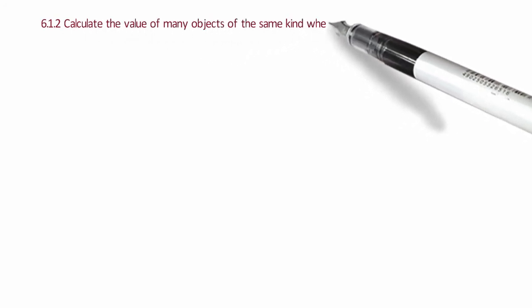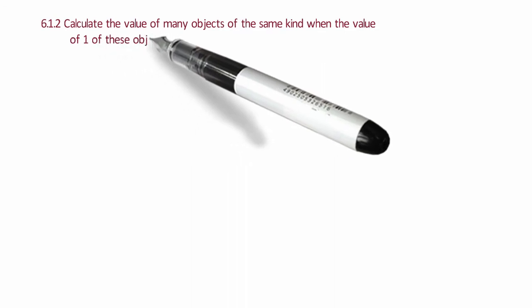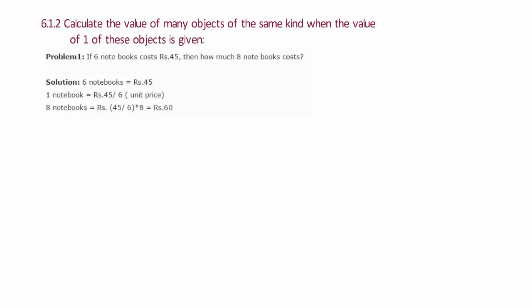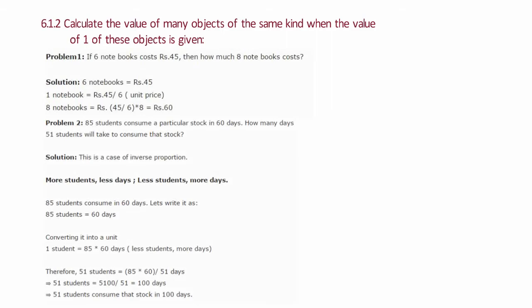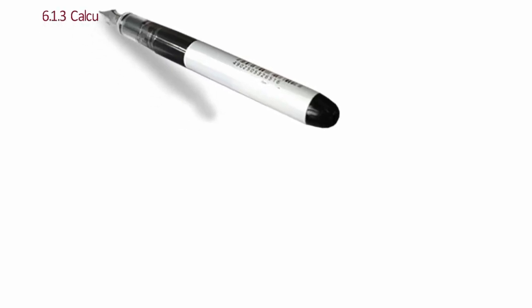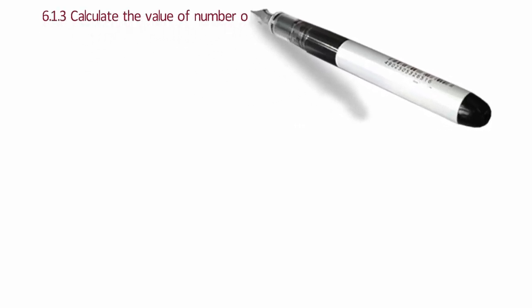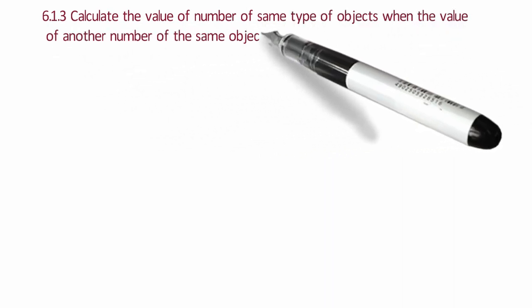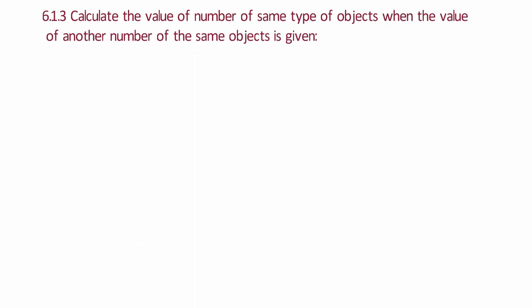Calculate the value of many objects of the same kind when the value of one of these objects is given. Calculate the value of number of same type of objects when the value of another number of the same objects is given.